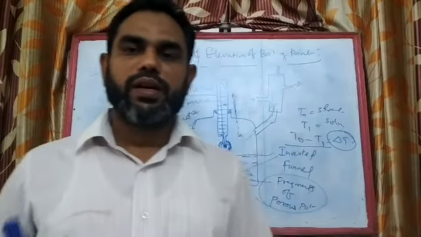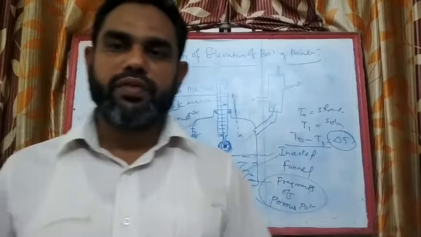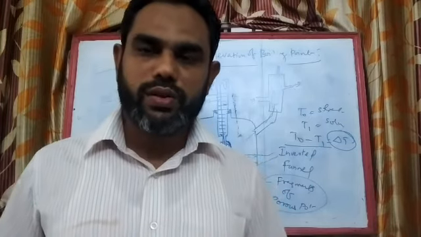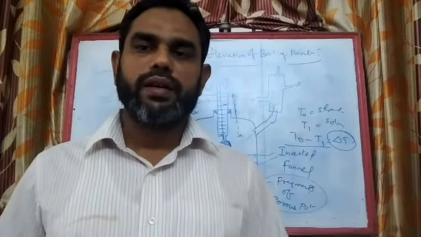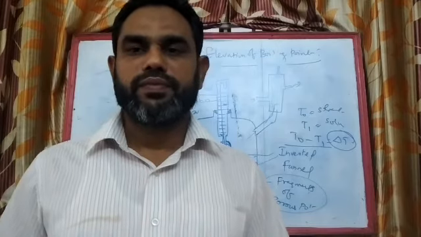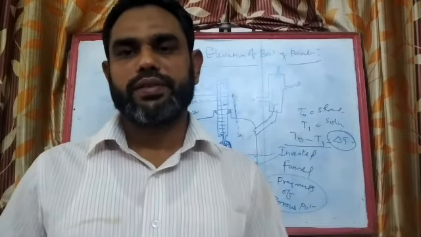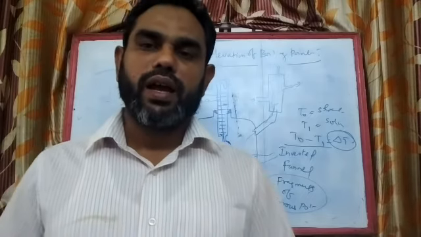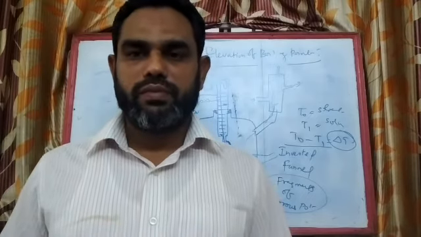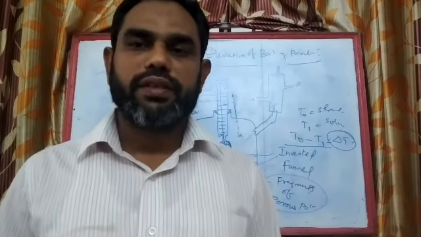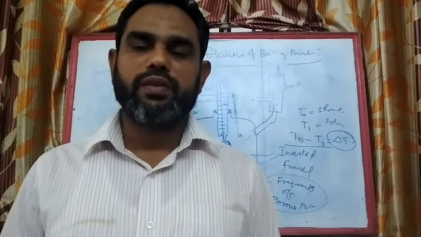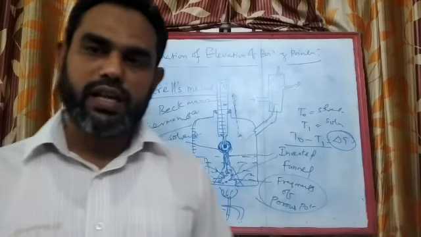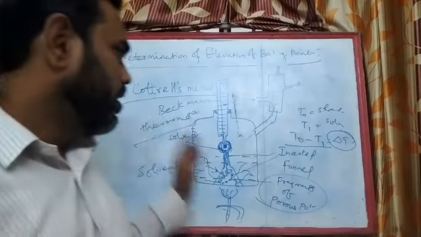So in this session we have discussed the determination of molecular weight of an unknown solute by elevation of boiling point, from the delta T and Kb values, and we have measured the elevation of boiling point delta T value experimentally by two methods. One is Landsberger's method, another is Cottrell's method.